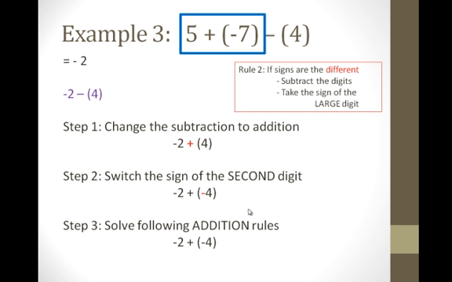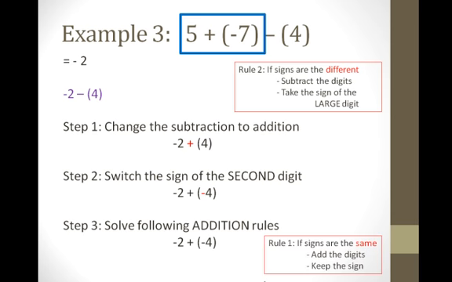So again, I have negative 2 add by negative 4. The signs are the same, so now I can use rule 1. If the signs are the same, add the digits. So now I have 2 and 4. I'm going to add that, and it becomes 6. And then keep the sign. They're both negative, so I'm going to keep it negative. So I'm going to have negative 6 as my answer. So those are my 3 examples for subtraction of integers. If you have any questions, please ask.